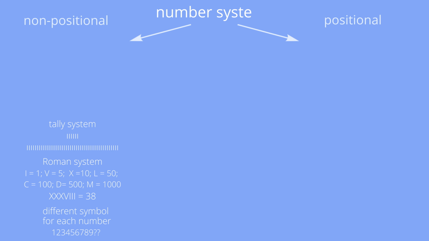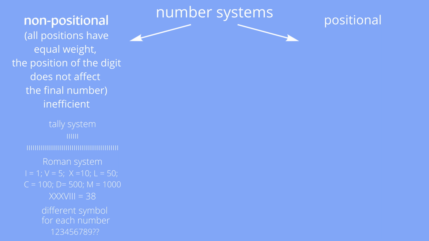In general, all number systems can be divided into two groups, non-positional and positional. In non-positional number systems, all positions have equal weight, and the position of a digit does not affect the final number. This group of number systems is very inefficient. We already discussed all problems of this group.